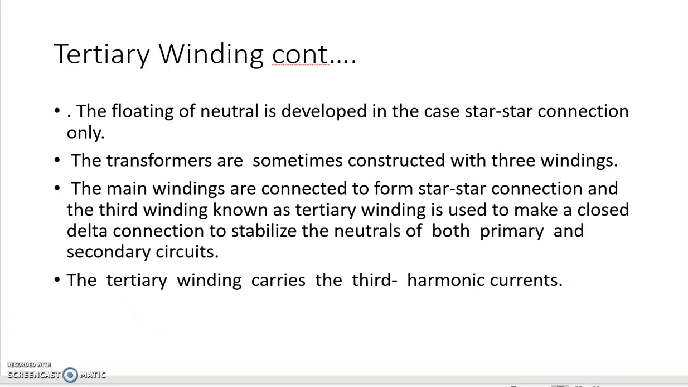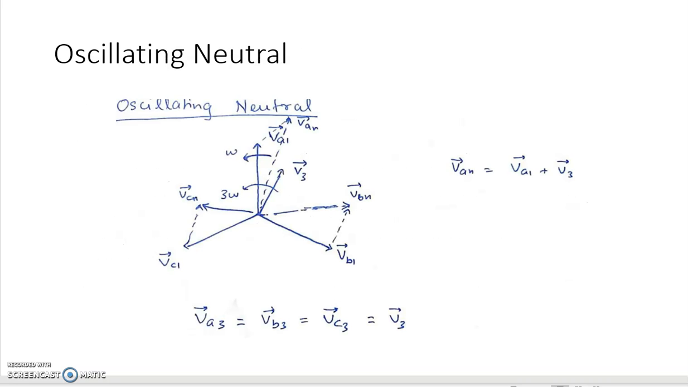I hope you have understood the topic of magnetizing current and the topic of tertiary winding. Relating to that, you must have understood the concept of oscillating neutral. That's why I took the topic of oscillating neutral along with tertiary winding in the previous slide, so that I can make you understand why the tertiary winding is connected and how it can solve the problem of the oscillating neutral.